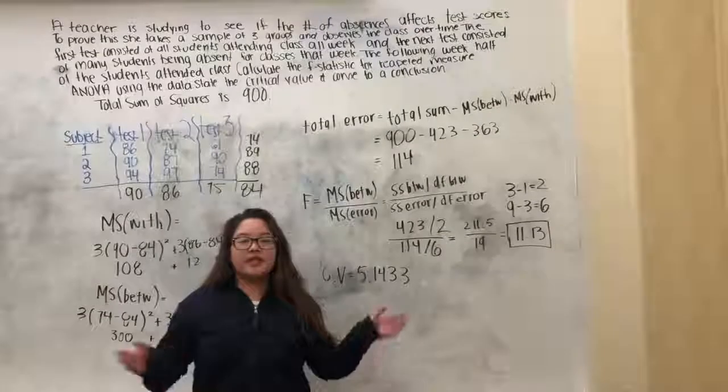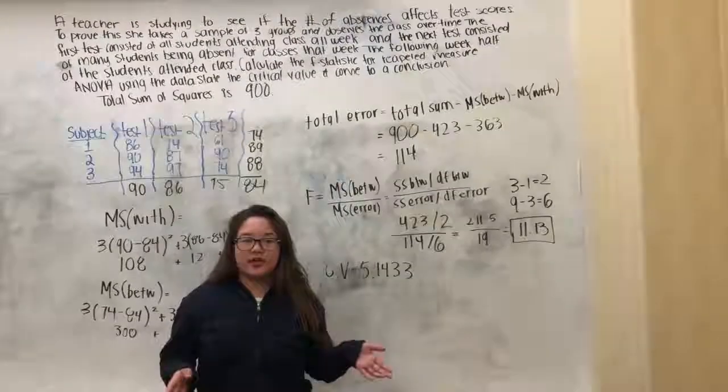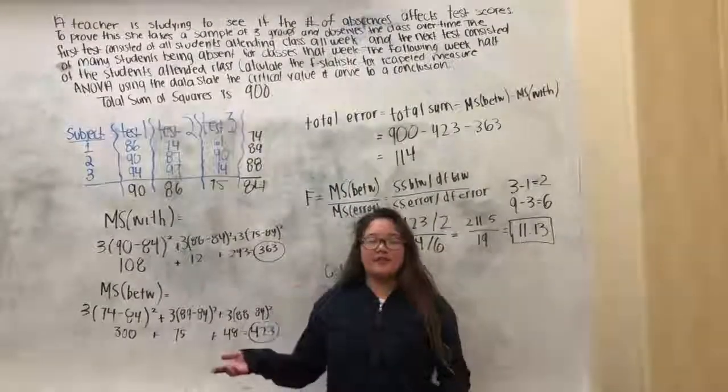So in conclusion, we're going to reject the null because F is larger than the critical value. So number of absences does affect test scores.